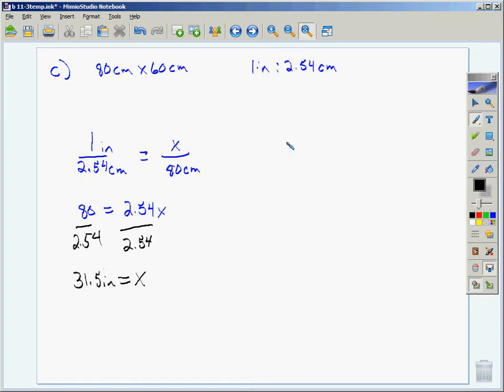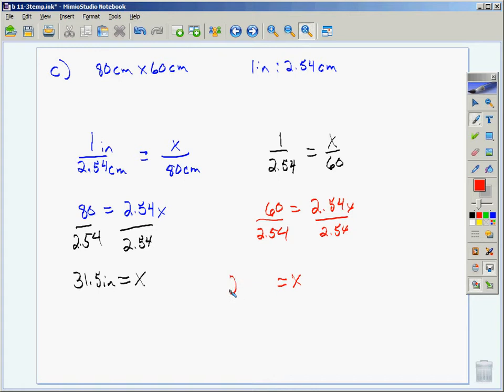And then I did the same thing. 1 over 2.54 is equal to x over 60. Again, 1 times 60 was 60. 2.54 times x was 2.54x. And I divided both sides by 2.54. And x was equal to, again, it didn't come out evenly, but I rounded to the nearest tenth, 23.6 inches.